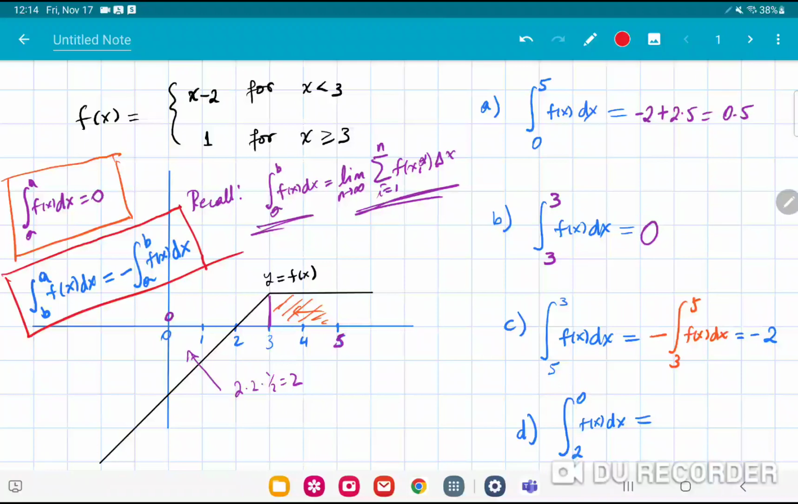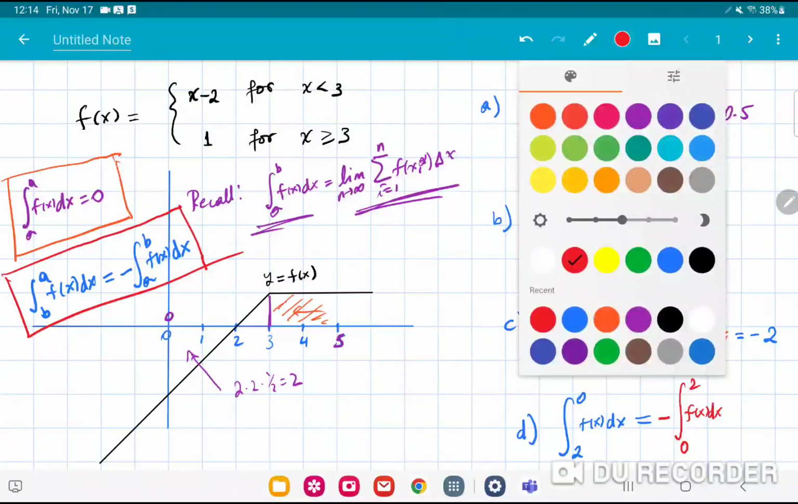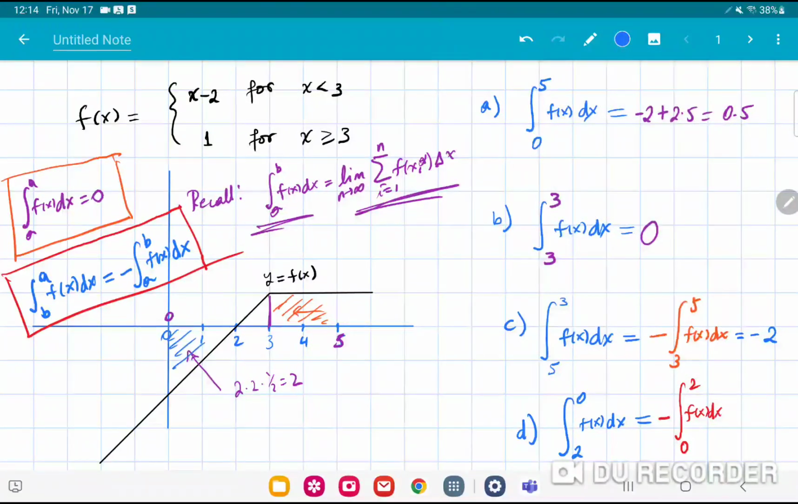Same thing here, the integral from 2 to 0 of f of x dx. We will do the negative of the integral from 0 to 2 of f of x dx. From 0 to 2 is this area, that's negative 2. So that gives me the negative of negative 2, which gives me 2. Okay, that's the first example.